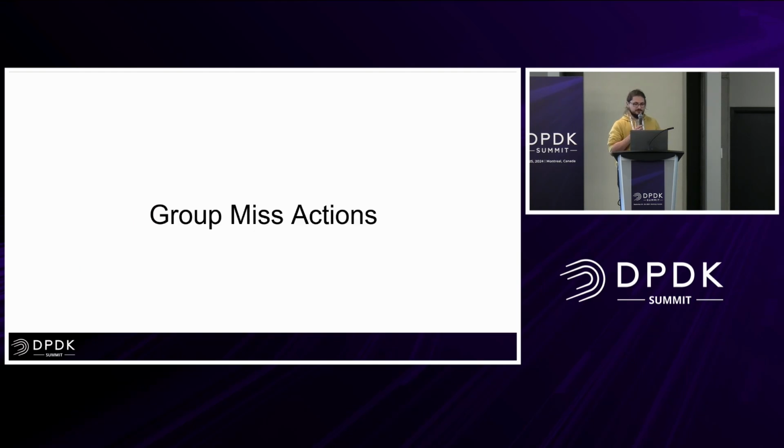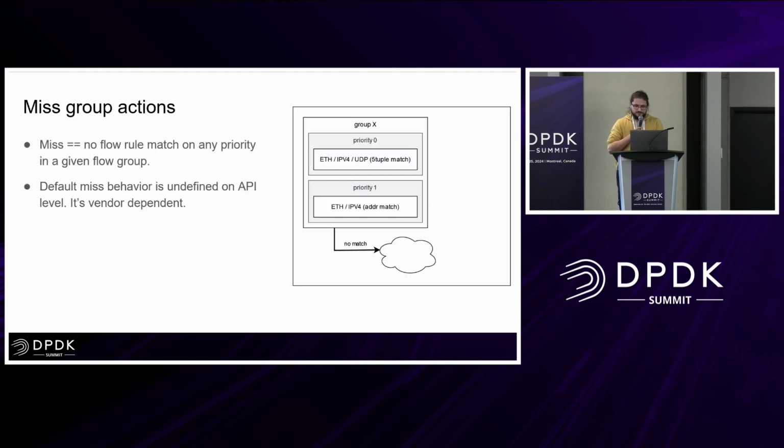The last functionality in the group is the group miss actions. As I described in the beginning, when we have a group, we have certain priorities. So we have some group, on priority 0 we match the full 5-tuple, on priority 1 we match only on IP addresses because we didn't recognize the layer 4 protocol. But now, if there is no match here, the API does not clearly define the behavior for the NICs to conform to. It's vendor dependent.